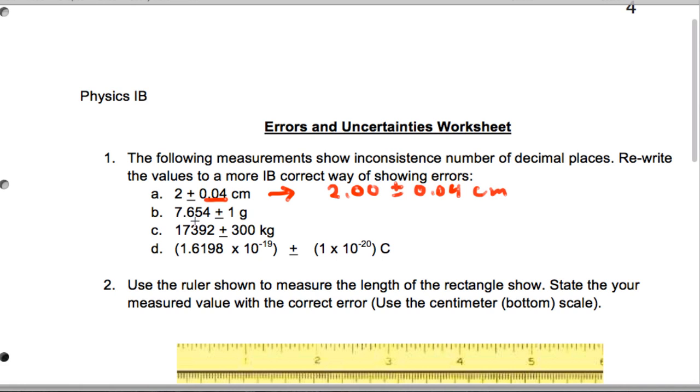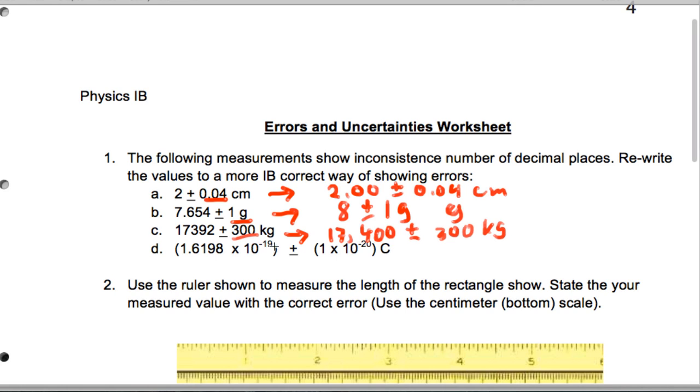For b, since my measurement error is 1 gram, what that means is I couldn't get any more accurate than a whole gram in my measurement, so I need to round and then write my answer like that. Same with this one. I'm within 300 here, so I gotta round this 392 so that I'm within hundreds of units of error. So I'm getting 17,400 plus or minus 300 kilograms worth of error.